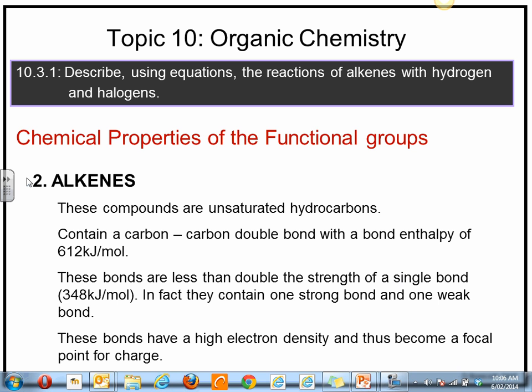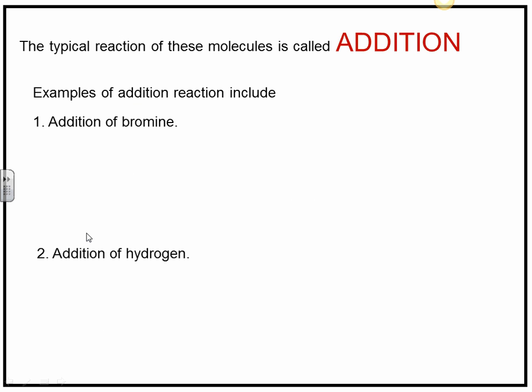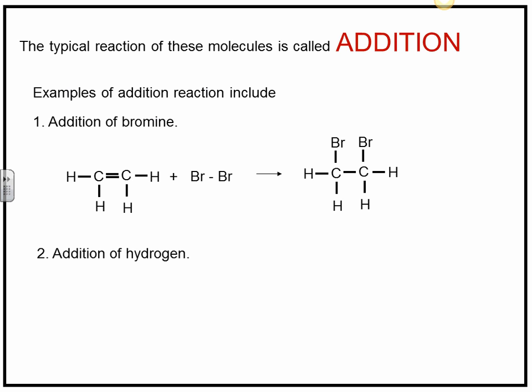Now, looking at some examples of reactions, they all react by what we call an addition reaction, because basically all you do to the molecule is add things to it. But to add something, the bond has to break. Normally it's between the two carbons, so that new things can be added. You can see in this first reaction, ethene has a double bond between the carbons, and it's reacting with bromine.